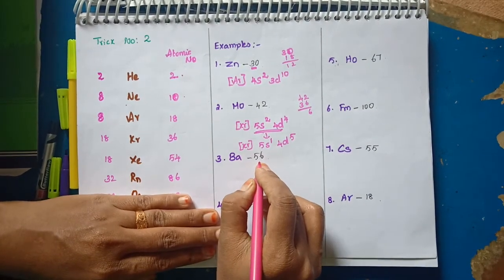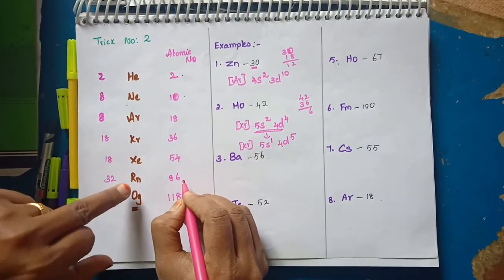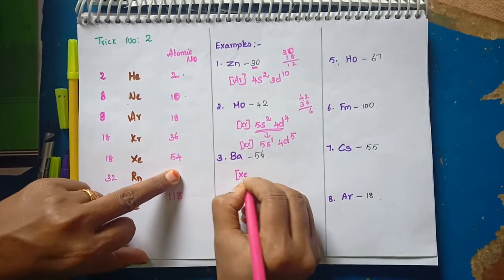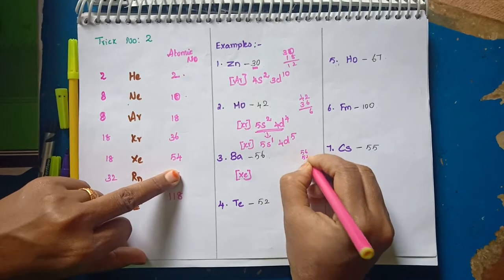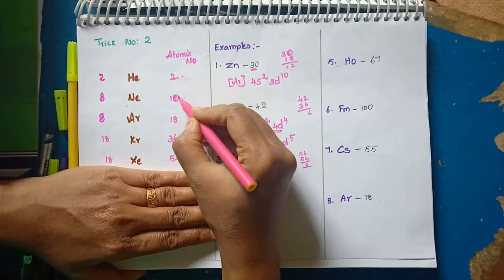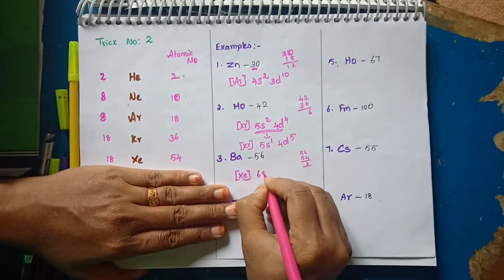Barium atomic number is 56. So where is it coming here? See, xenon and radon. So we'll write the xenon in the square bracket, and 56 minus 54 is equal to 2. So how many principal quantum numbers are over? 1, 2, 3, 4, 5. So next only 6s2.